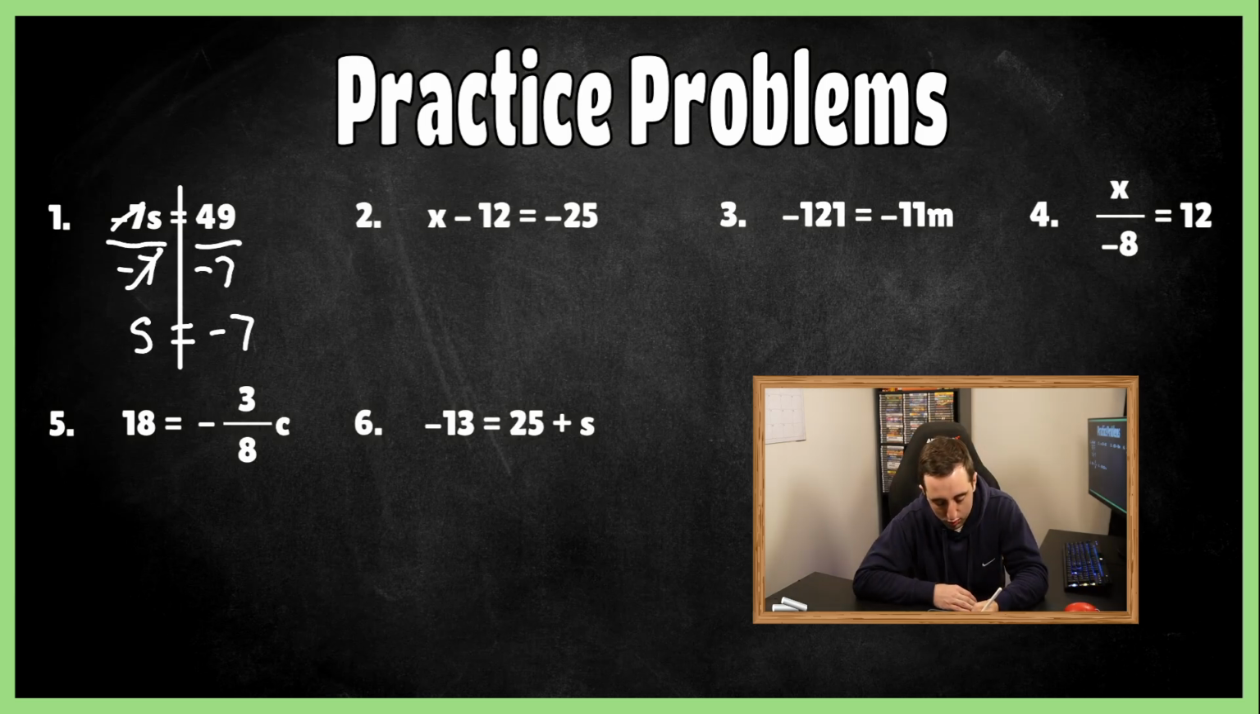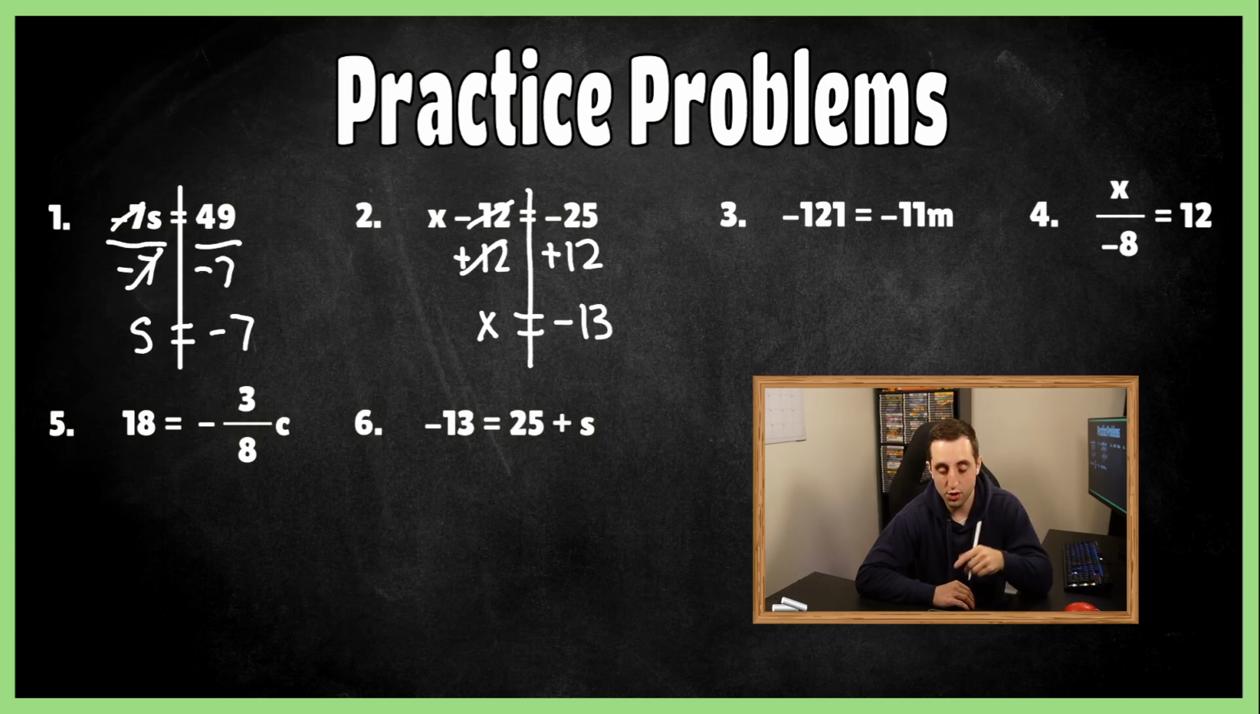Then for #2, build the wall once again. We're going to add 12 to both sides because we're subtracting, so we want to do the inverse. So these cancel, they're opposites, and we're left with X all isolated on the left side. -25 plus 12 is -13, and hopefully you are 2 for 2.